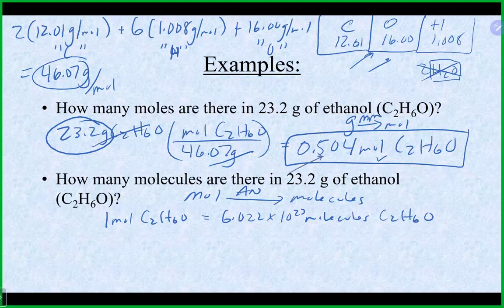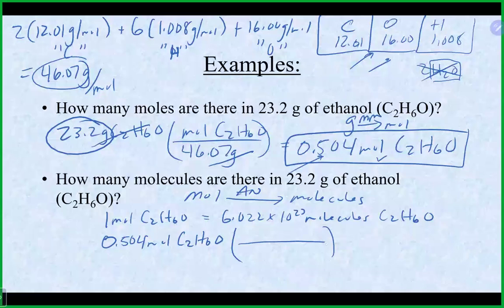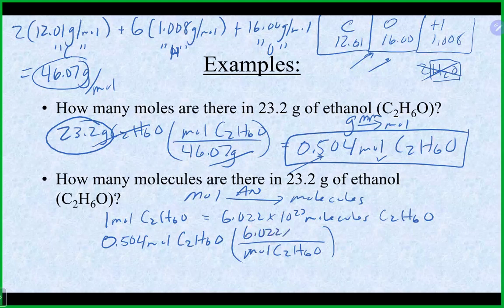So just continuing on with our calculation here, 0.504 moles of C2H6O. Opposites going to cancel here, so we do need moles on the bottom. So we'll go with moles of C2H6O. Avogadro's number will go up on top, and these will be molecules. The moles will cancel, and since I have it in my calculator, I'm going to go with the unrounded number in my calculator here.